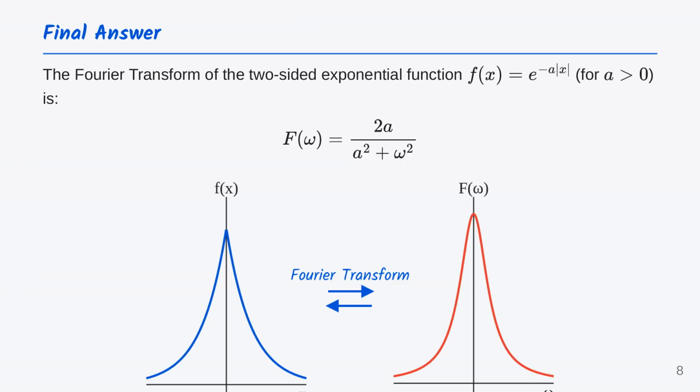So let's recap our final answer. The Fourier transform of the two-sided exponential function f of x equals e to the power of negative a times the absolute value of x is F of omega equals 2a over the quantity a squared plus omega squared. Looking at the figure, you can see this beautiful relationship visually. On the left, our original function has a sharp cusp at the origin. But after we apply the Fourier transform, we get the function on the right, a smooth bell-shaped curve. It's a fantastic example of how a sharp feature in one domain transforms into a smooth spread-out feature in the other.